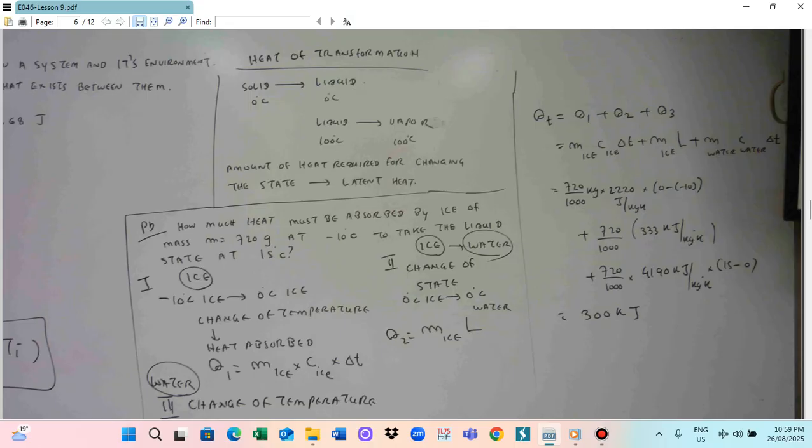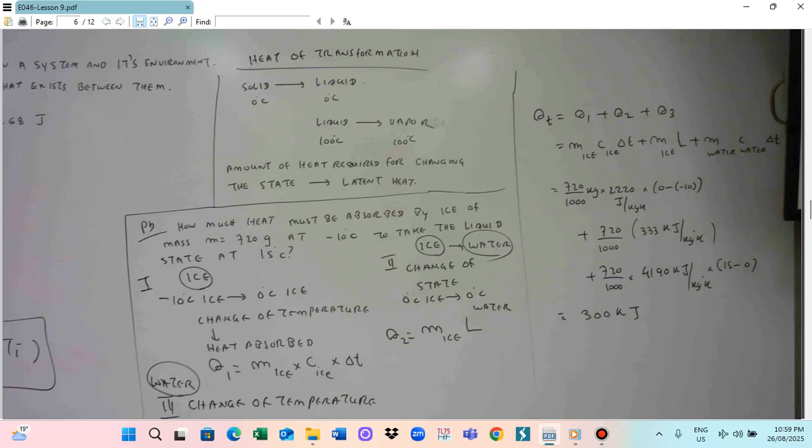Another thing is the change of state. Therefore, the 0 degrees centigrade ice changes state to 0 degrees centigrade water. In this case, Mi multiplied by L is the latent heat. This is called Q2. Q2 is equal to Mi multiplied by L. So this is the change of the state.